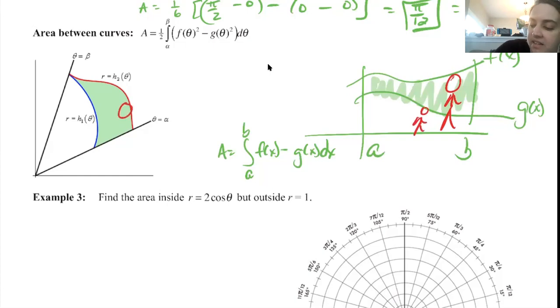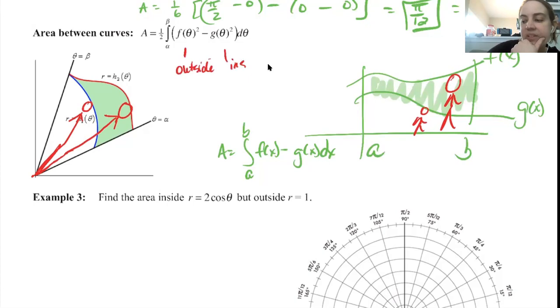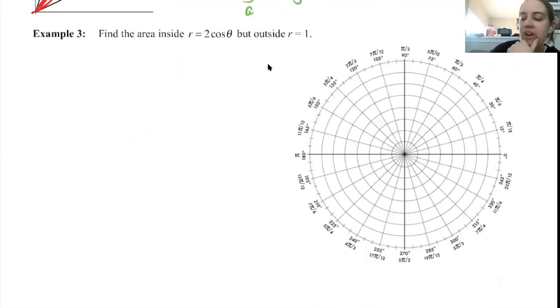Here's my tall friend, the outside radius. And then there's a shorter friend, which is the inside radius. It's weird because everybody's feet are together. But it's still, instead of top minus bottom, this is now outside minus the inside, outside minus inside. So what I have for you is example 3. We're going to give this a try. Find the area inside r equals 2 cosine theta, but outside of r equals 1.